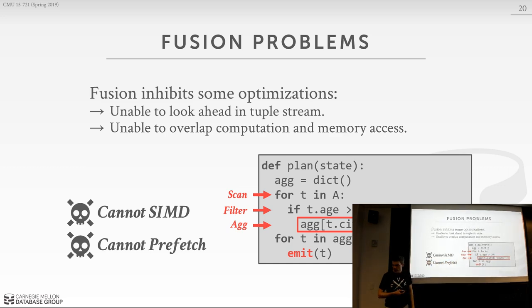So the issue is that the tuple-at-a-time processing model does not expose any inner-tuple parallelism. We can't do a bunch of steps on a bunch of tuples at the same time in parallel with SIMD. As it's written, this is a scalar for loop doing a single tuple operation at a time.